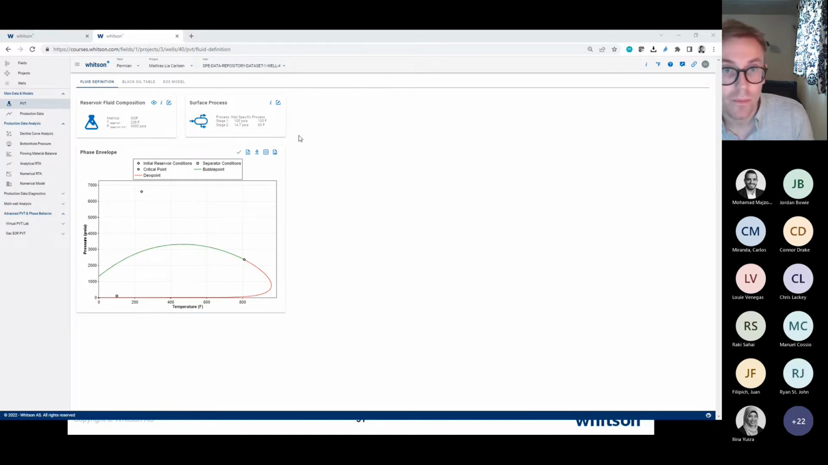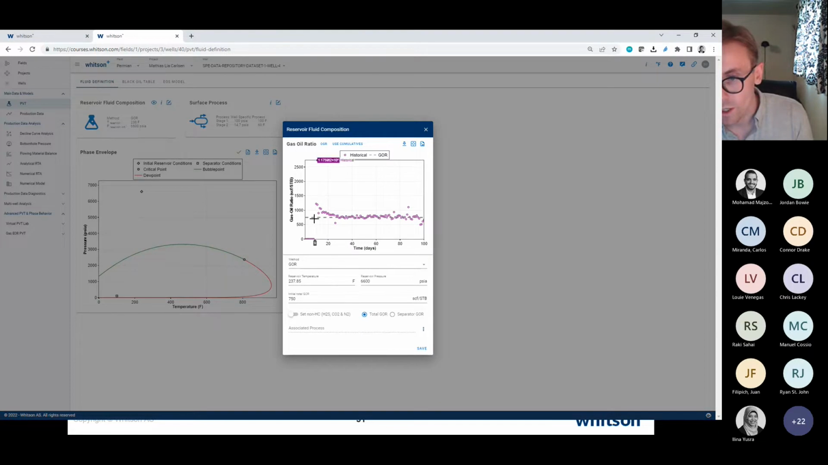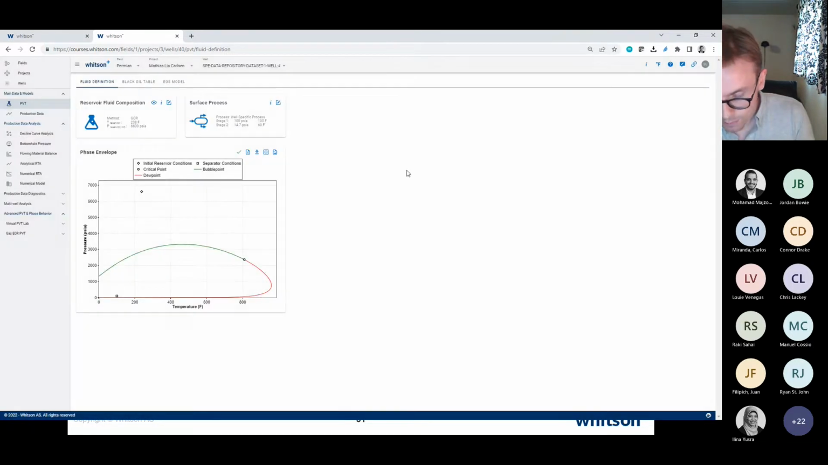Just a thumbs up, or so you be in your project, your field, and your well, and under PVT, just go here, change the GOR to whatever you like, and then click Save. Okay, mine's working. That's a good start. That's how it should be. And then, so that's step number 1.